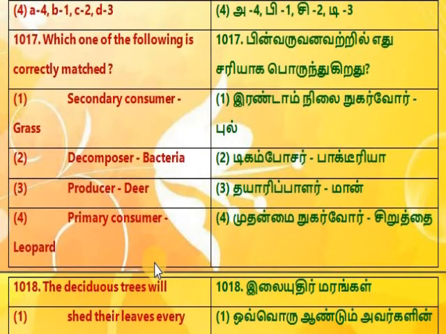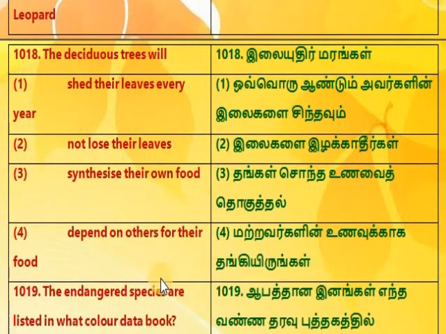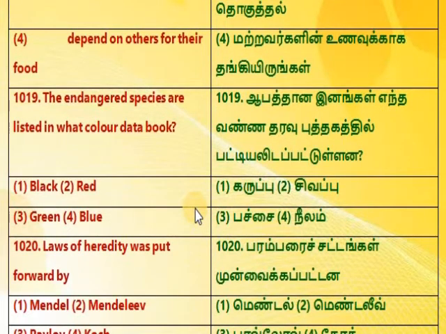1017. Which one of the following is correctly matched? 1. Secondary consumer, grass. 2. Decomposer, bacteria. 3. Producer, deer. 4. Primary consumer, leopard. 1018. The deciduous trees will 1. Shed their leaves every year. 2. Not lose their leaves. 3. Synthesize their own food. 4. Depend on others for their food. 1019. The endangered species are listed in what color data book? 1. Black. 2. Red. 3. Green. 4. Blue.